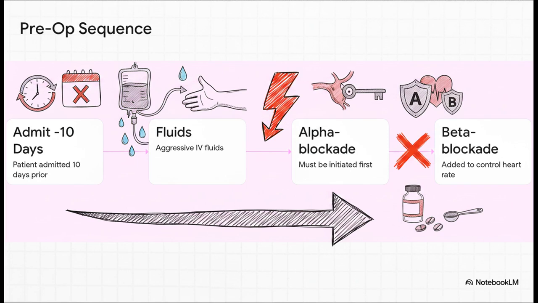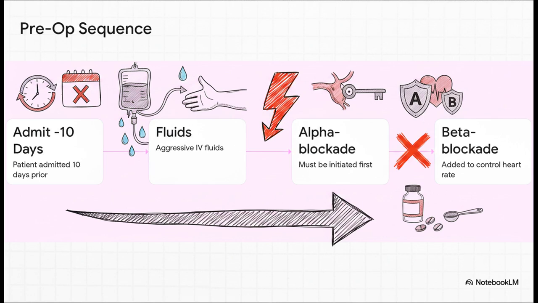But listen carefully. You cannot simply roll this patient straight into the OR. Doing so basically invites a fatal intraoperative hypertensive crisis. The preparation sequence is quite literally a matter of life and death. First, the patient must be admitted 10 days prior to surgery. Step 2 is aggressive fluid hydration. We're pushing 2.5 to 3 liters to reverse that severe intravascular volume contraction we diagnosed earlier.